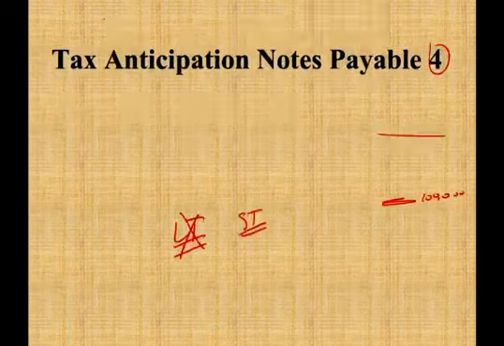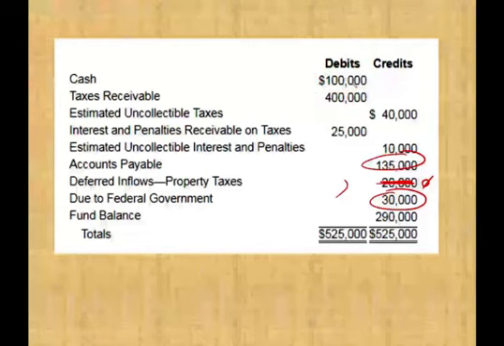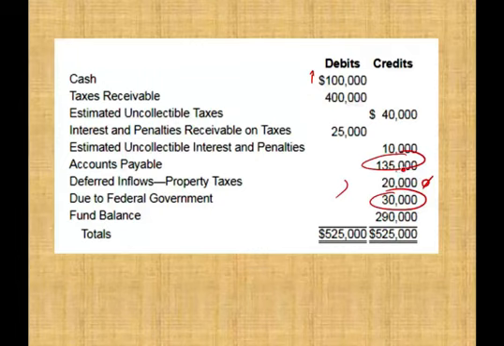So basically, what's going to happen? What we did is, by borrowing money, we increased cash. And what we did is we paid off this liability and we paid off this liability after we increased the cash.